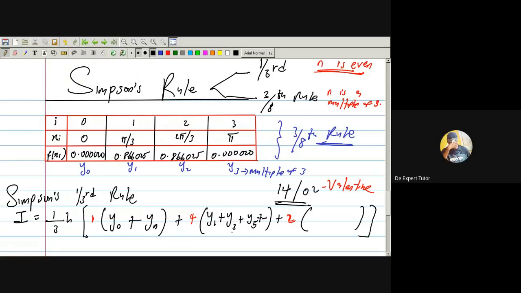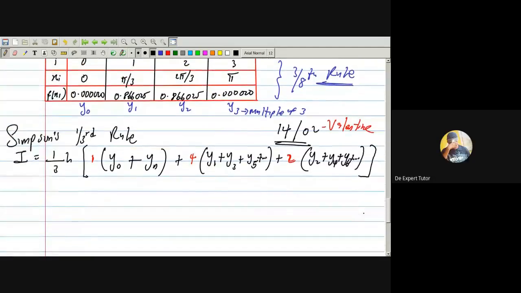Then what will you write here? You will write here the ones that obey when n is even. So what do I write here now? Y2 is even, Y4 is even, Y6 is even, and so on. That's it. Do you get the 1/3 rule now? Yes, I understand. That's the 1/3 rule.